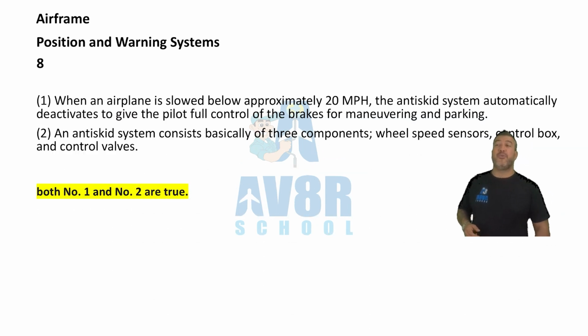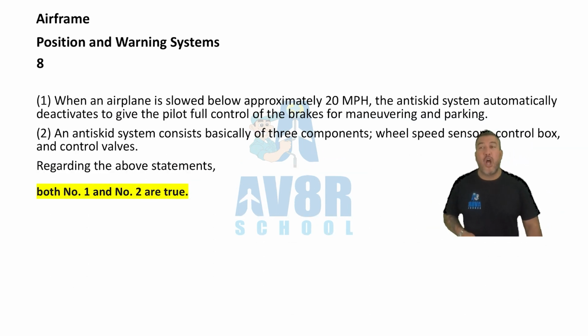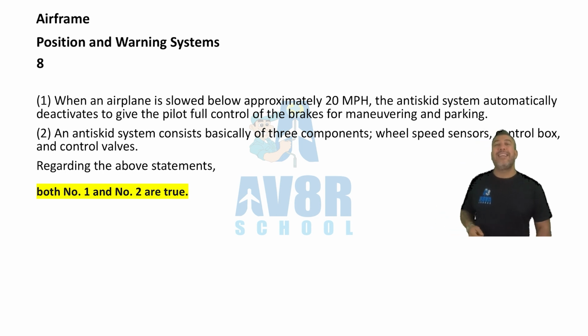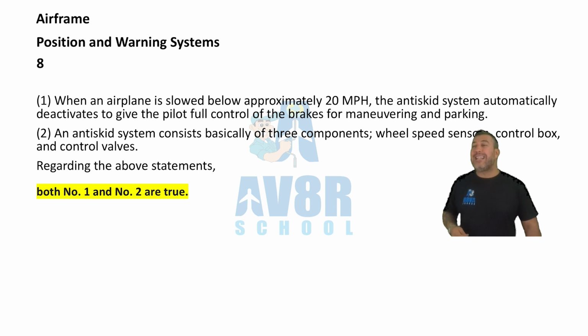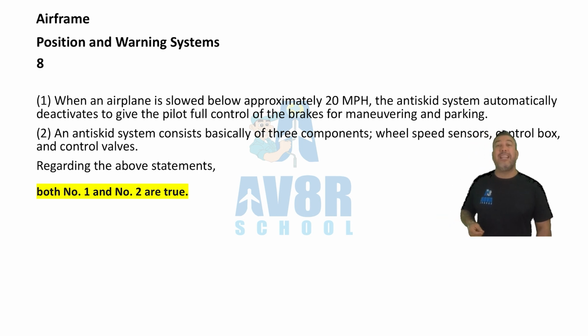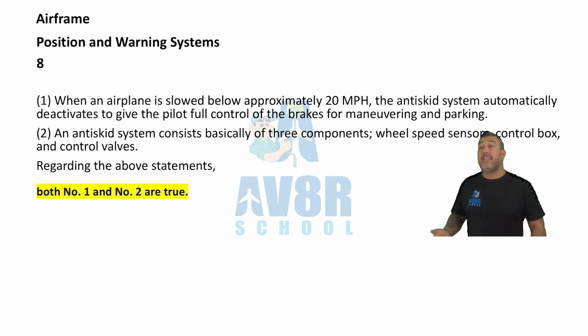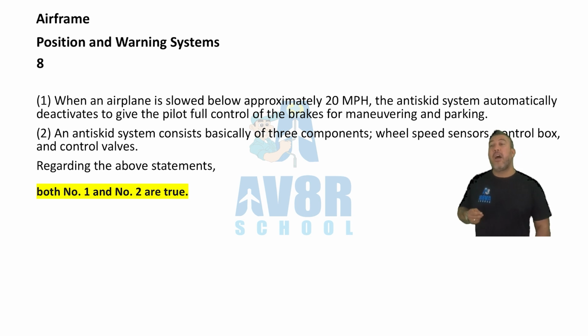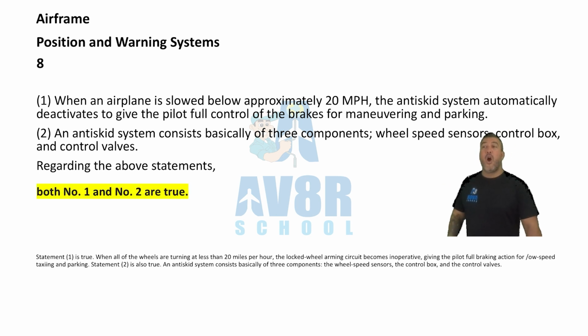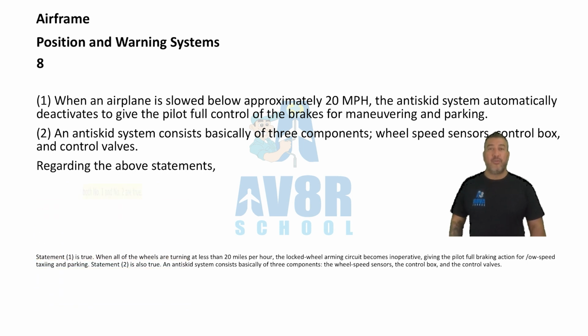Number 8. Both 1 and 2 are true. So when an airplane is slowed below approximately 20 miles per hour, the anti-skid system automatically deactivates to give the pilot full control of the brakes for maneuvering and parking. The anti-skid system consists basically of 3 components: wheel speed sensors, control boxes, and control valves. All of these are true.